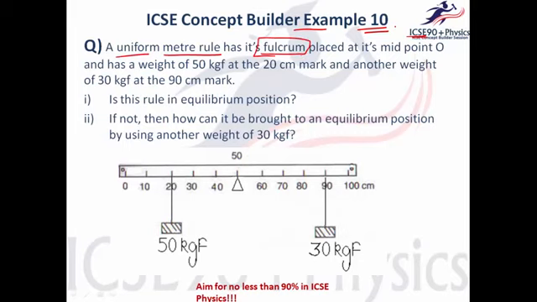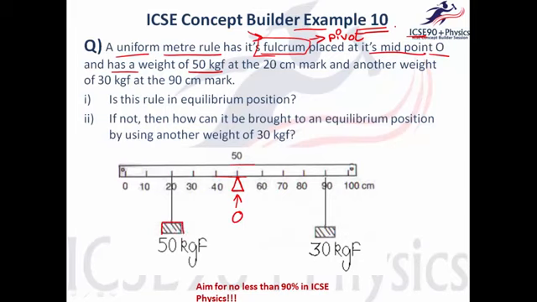Pay careful attention. The fulcrum, or the pivot point, is always the point about which the forces act. This is the point of rotation. So a uniform meter rule has its fulcrum placed at its midpoint O. As shown in the figure, this is the pivot point and the rule balances about this point. Let us call this point O, and it has a weight of 50 kgf.